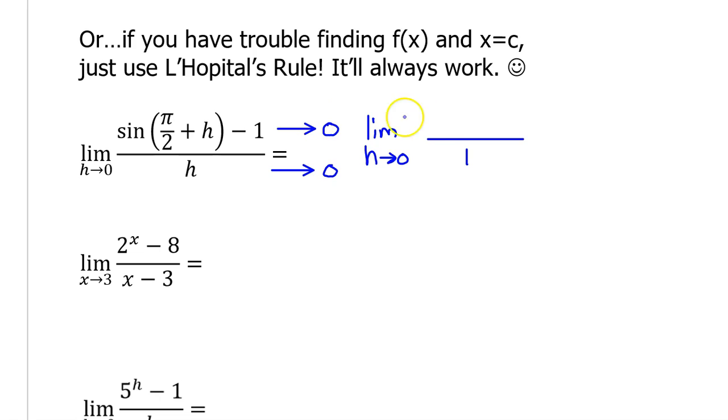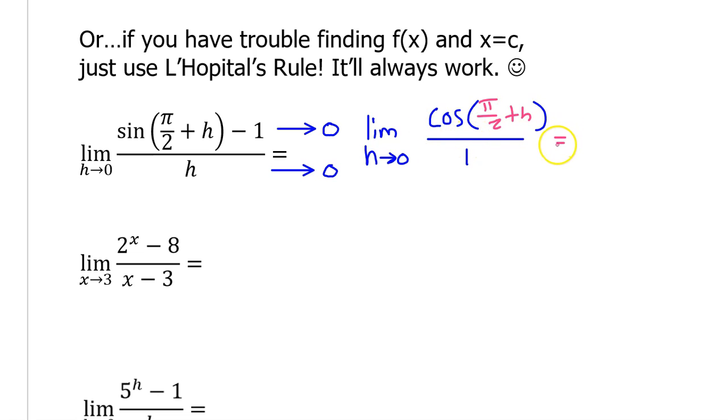The derivative of sine is cosine. We are doing the chain rule, so we leave the inner part alone, but then we multiply by the derivative of the inner part. Going term by term, the derivative of a constant is 0, and the derivative of h is 1. So we'd be multiplying by 1, which we don't need to show. Also, moving on to the next term, it's another constant, so the derivative is 0. So that's it.